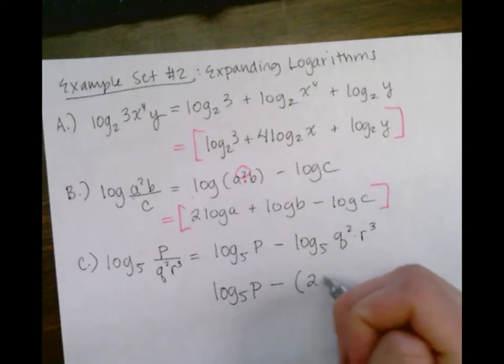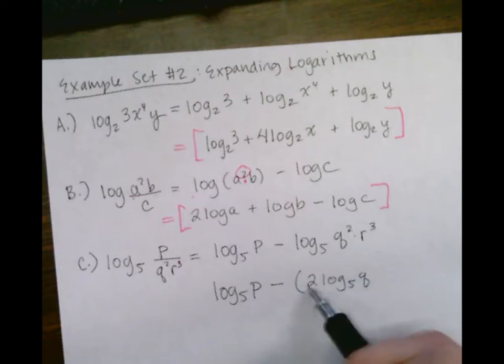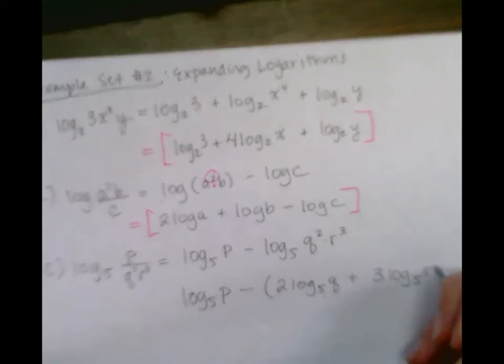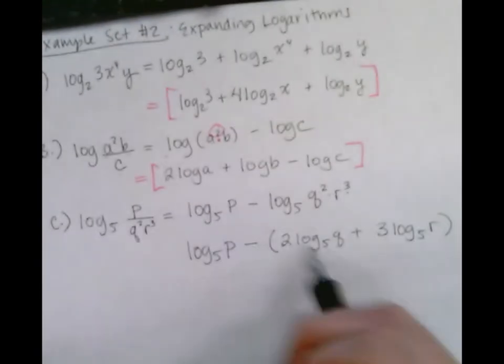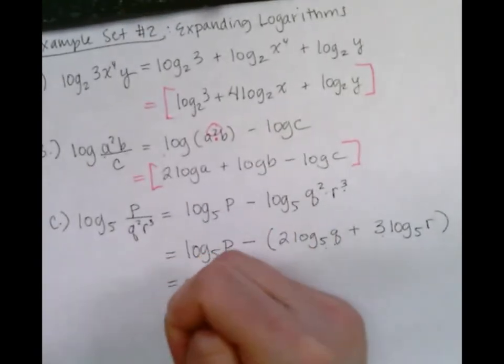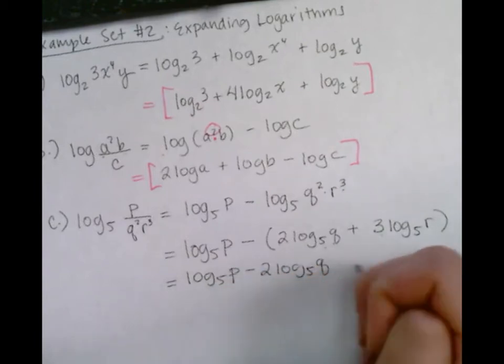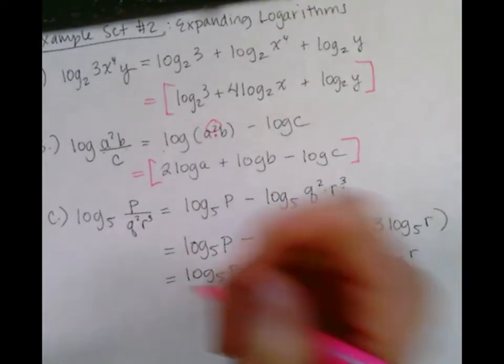So I know my exponent will come out front. The q squared becomes 2 times log base 5 of q. That 2 just got moved out front. And then plus 3 log base 5 of r. The 3 was the exponent right there, so that came out front and the r was left over. Okay, we could leave our answer like this, or we could distribute that negative to be a little more precise. Then we would get log base 5 of p minus 2 log base 5 of q minus 3 log base 5 of r. That would be the completed answer.